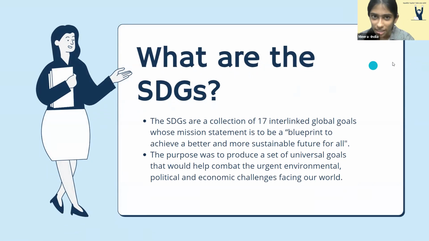The SDGs, as has been said before, are a collection of interconnected goals. The mission statement developed by the United Nations says that the SDGs are a blueprint to achieve a better and more sustainable future for all. The purpose of the SDGs is to provide us with a set of universal goals that will help us combat urgent environmental, political, and economic challenges facing our world. Guided by these goals, it is now up to us, people, governments, businesses, civil society, and the general public to work together to build a better future for everyone.